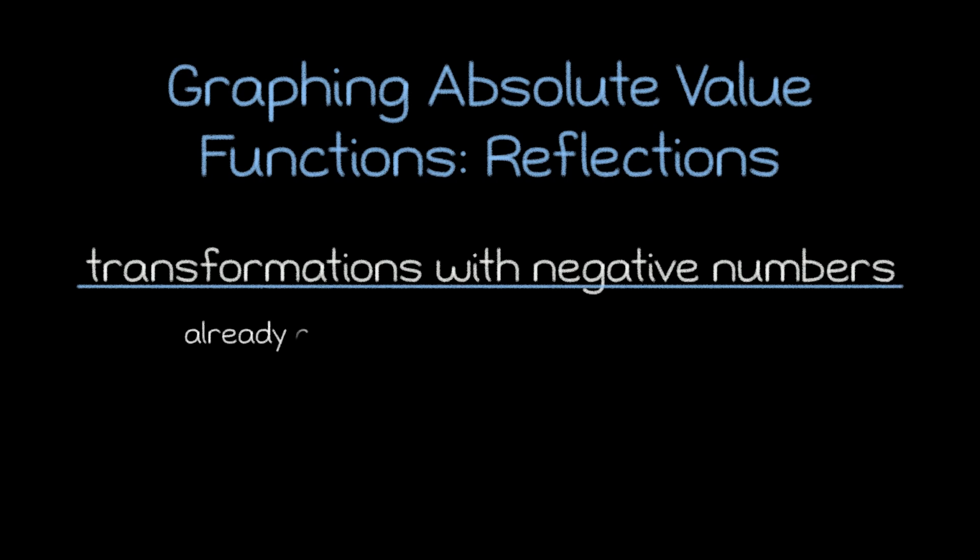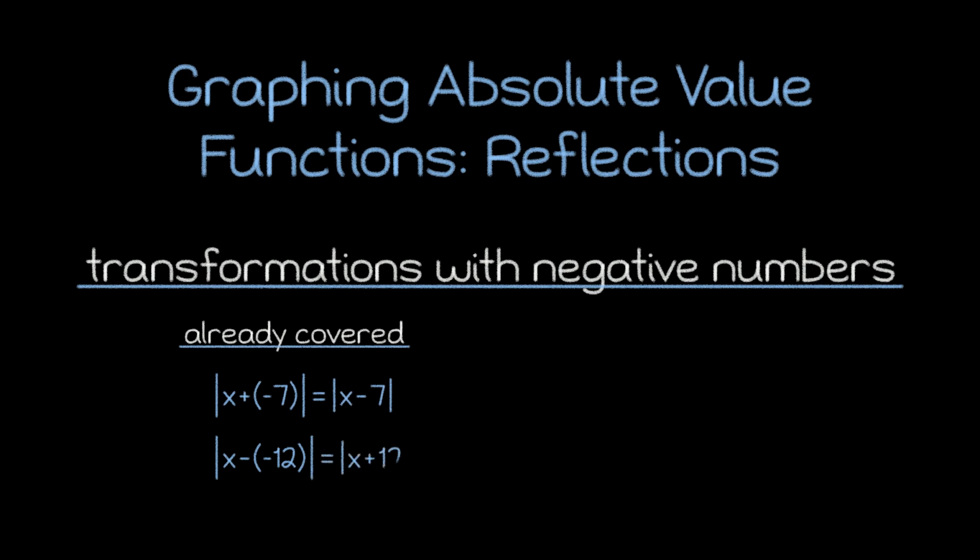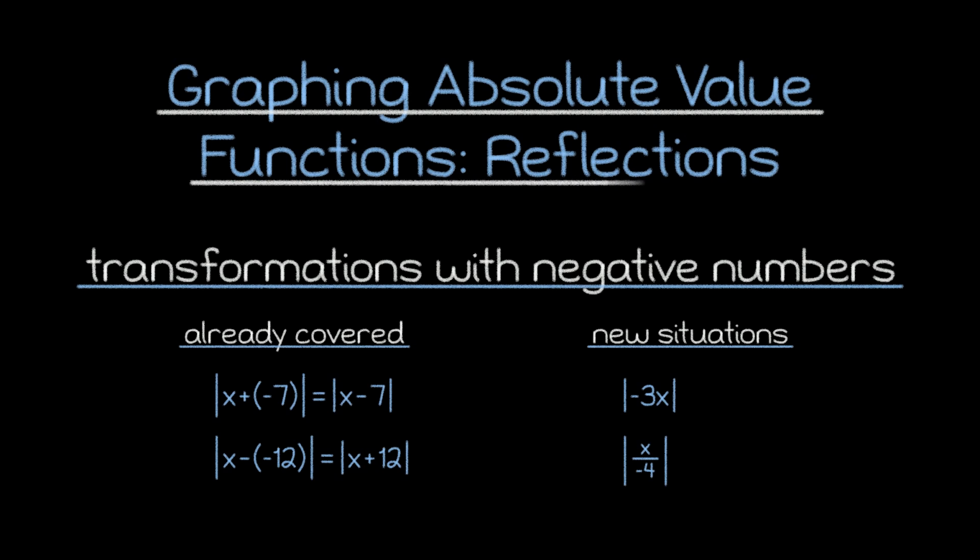For translations, this isn't a big deal at all. If we add a negative number instead of a positive number, that's the same as subtracting a positive number, which we've already covered. The same thing applies to subtracting a negative, which is the same as adding a positive. However, when we start multiplying and dividing by negative numbers, that's when something new is going to happen. So let's explore those circumstances and learn about the resulting transformation, a reflection.